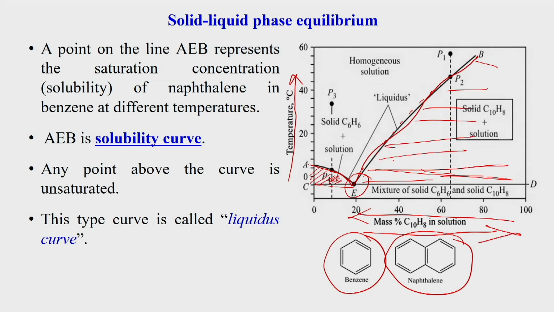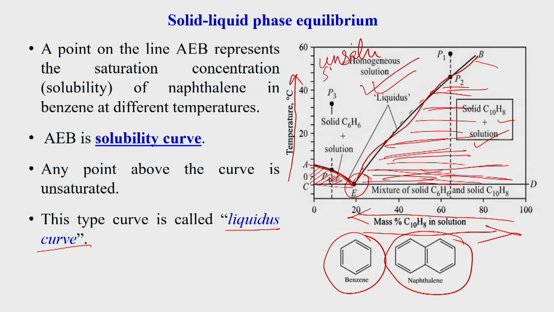But on the right-hand side, in the zone B, E, D, if we decrease the temperature we will get solid naphthalene and benzene in the solution, because the benzene concentration is lower here. These arms, A, E and E, B, are called the liquidus curve. Above this curve, A, E, B, there is a homogeneous solution, which is unsaturated.